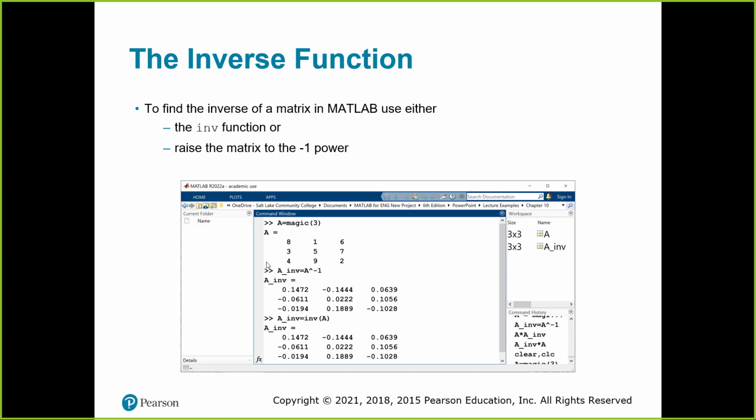If you spell out the entire word I-N-V-E-R-S-E, it works great if you're in Excel, but not in MATLAB. MATLAB is just INV.